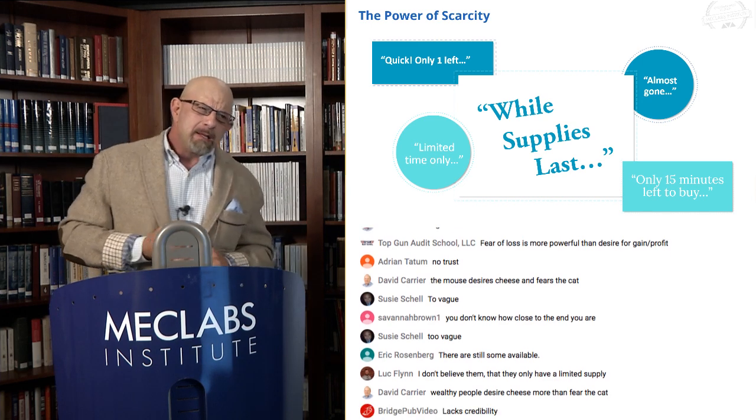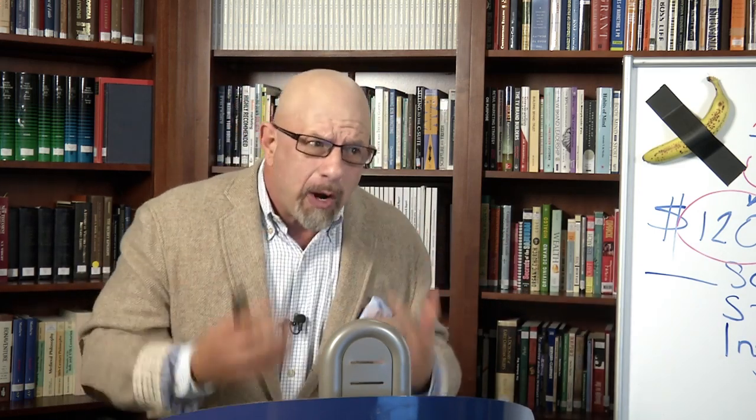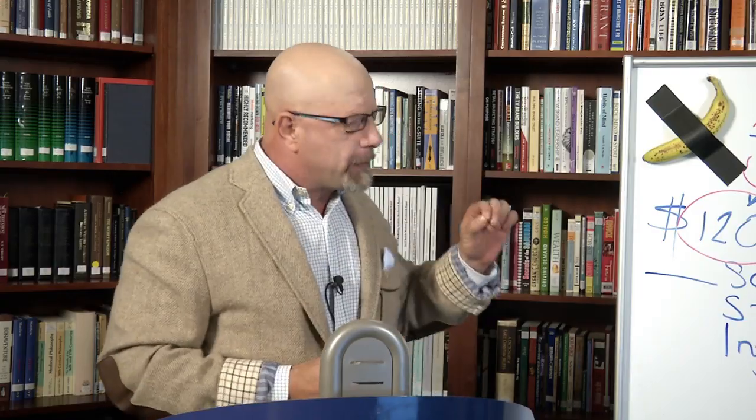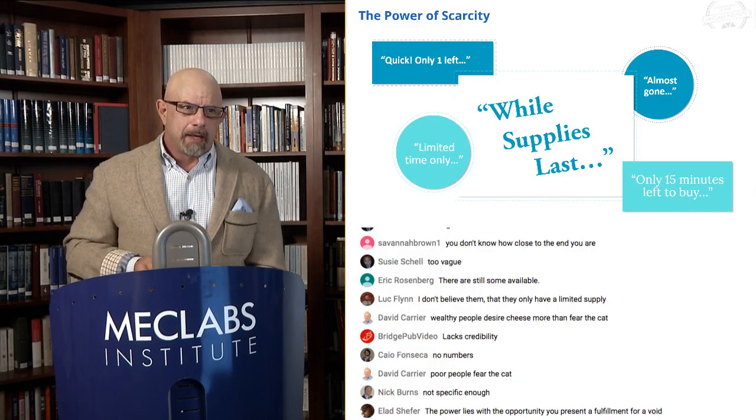The second problem is it's vague. How many supplies are there? And why? What is the driver? Why is it that you can't do this? Something is wrong in the approach, but when you get the scarcity approach right, it's transformative.